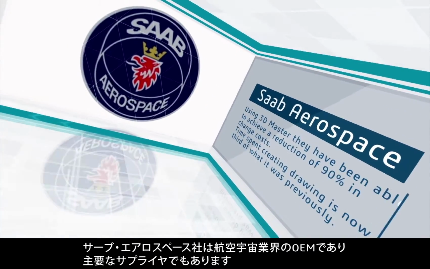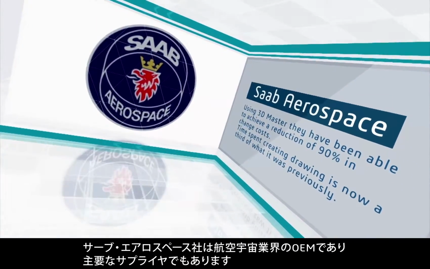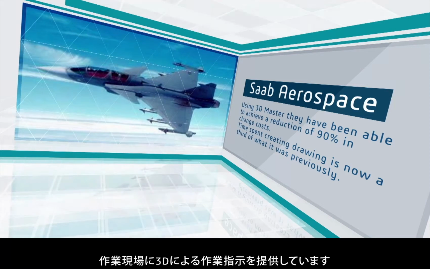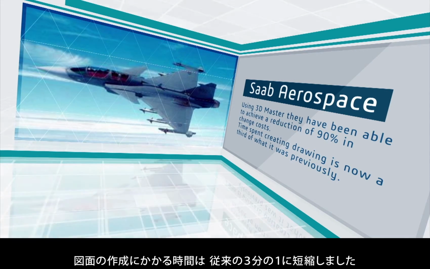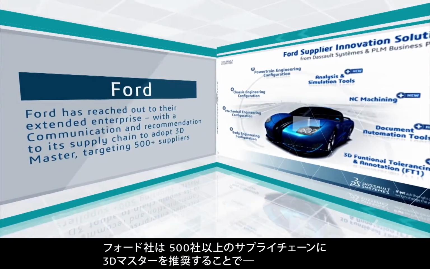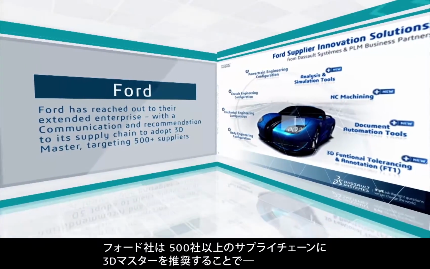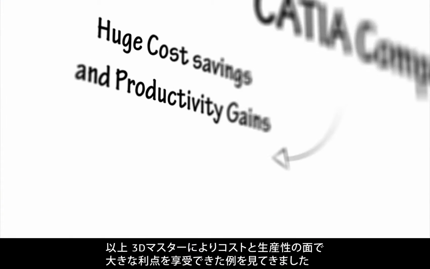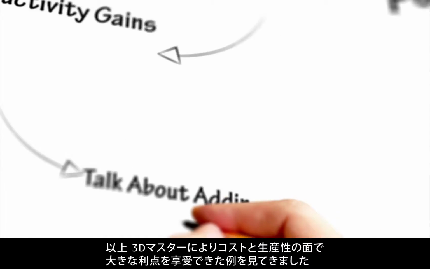Saab Aerospace is both an aerospace OEM and a major supplier. Using 3D Master, they've been able to achieve a reduction of 90% in change costs and have delivered 3D work instructions to the shop floor. Time spent creating the drawings is now a third of what it was previously. Ford has reached out to their extended enterprise with a communication recommendation to its supply chain to adopt 3D Master, targeting 500 plus suppliers. We've seen how 3D Master can lead to huge costs and productivity gains.